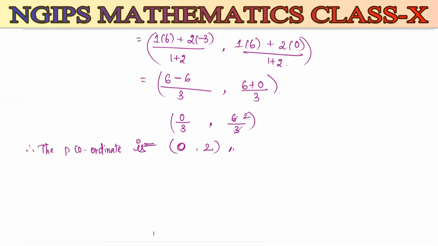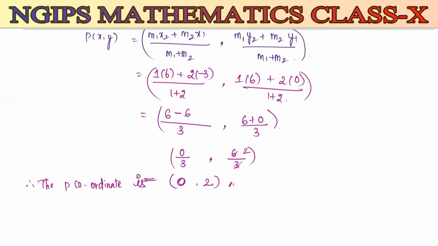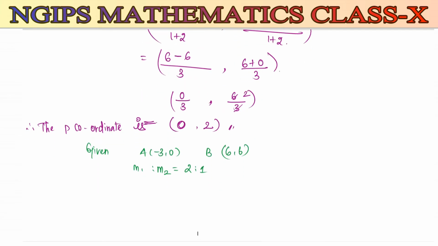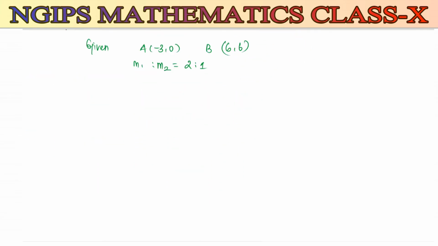Now we need to find the Q value. I am going to write the given conditions. Given A is -3, 0 and B is 6, 6. M1 is to M2, the ratio we have here is 2:1. By using the section formula, we need to find the value of Q.